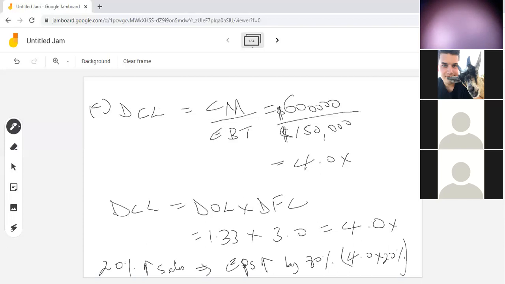So which one will have the greater impact? Operating leverage will have a greater impact because operating leverage was 3 times, while financial leverage was 1.33. So operating leverage would have the greater impact on the change in earnings per share as a result of increasing sales.